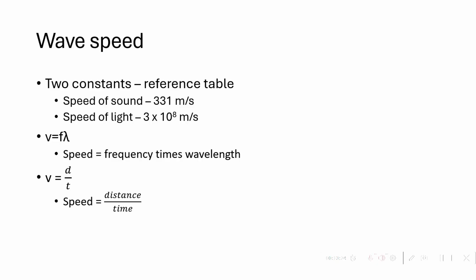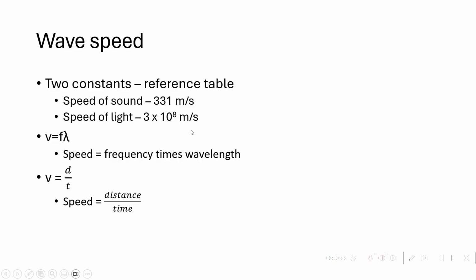There are two constants on your reference table. The speed of sound is 331 meters per second. Usually when they call for that, it's going to say speed of sound at STP. STP means standard temperature and pressure, and that STP is signaling for you to go to the front of the reference sheet. Speed of light is 3 times 10 to the 8th meters per second. All electromagnetic waves travel at that, whether it's a gamma ray, a radio wave, or a light wave, they all travel at the speed of light.